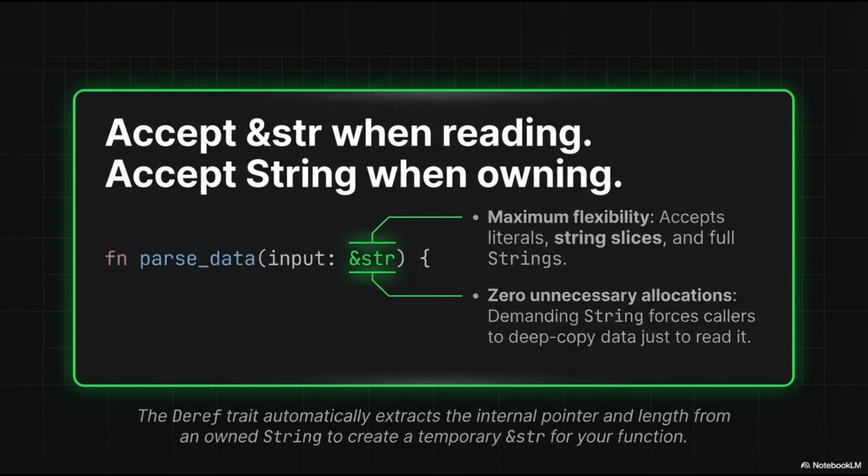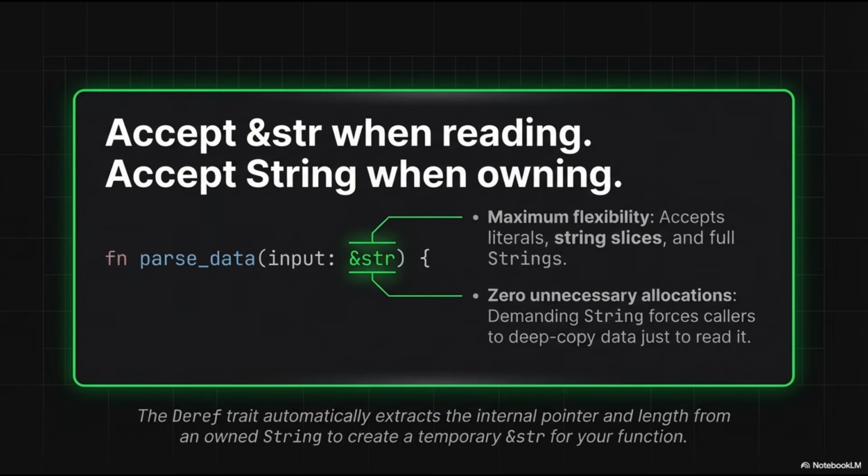Give it to us. If your function only needs to read the text, accept an &str as your parameter. Only accept a capital S String if your function actively needs to take ownership of the text. Like if I need to store it permanently inside a struct or send it across a thread boundary? Exactly. But I've heard people mention that automatic deref coercion makes this work seamlessly, but I honestly hate when things are just brushed off as compiler magic. What is actually happening when I pass an owned String into a function expecting an &str?